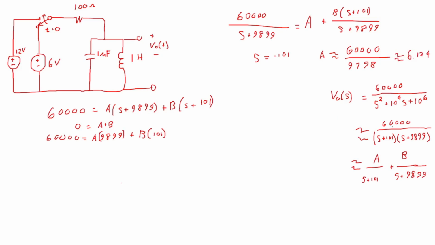Okay. And if you do the same kind of move after you multiply by s plus 9899, it's going to tell you that b is approximately equal to 60,000 divided by negative 9,798 and must thus be approximately negative 6.124.